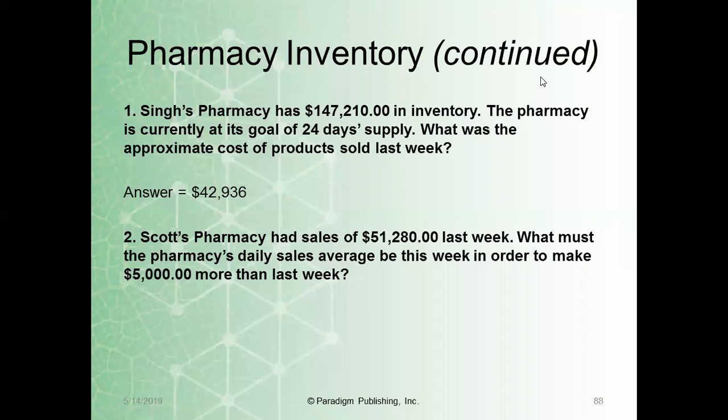So the first thing is to add the two. 51,280 plus 5,000 gives you 56,280. Now divide that by 7 and that will give you $8,040.